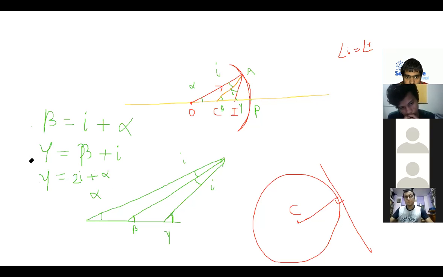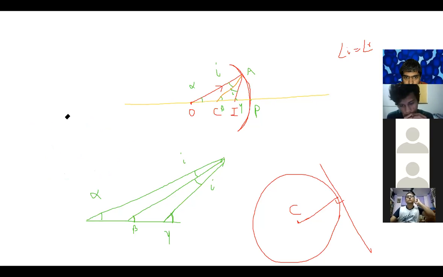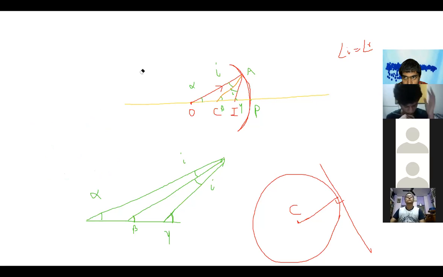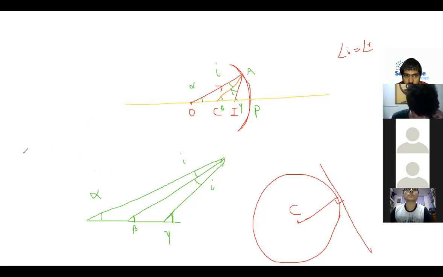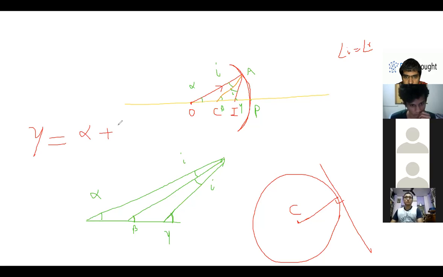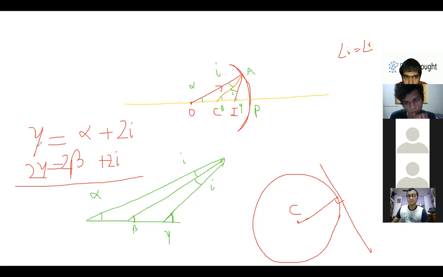Wait, let me write the equations again. I don't want I, I only want a relation between alpha, beta and gamma, and I'll tell you why. So I can say that gamma is alpha plus 2I, am I correct? And gamma is also beta plus I. I don't want I. What will I do? Multiply this equation by 2 and subtract. So 2 gamma minus gamma is gamma. So I'm getting 2 beta is equal to gamma plus alpha.